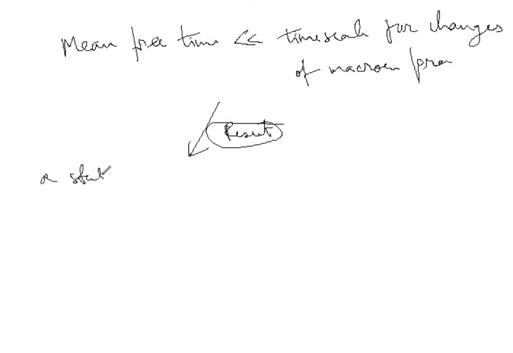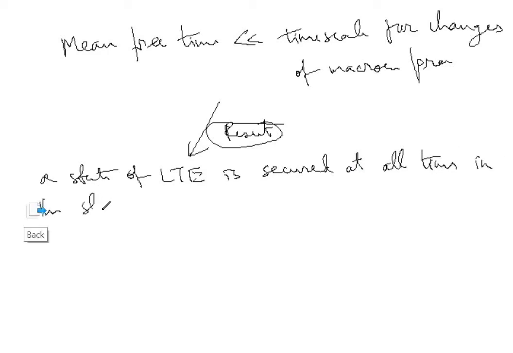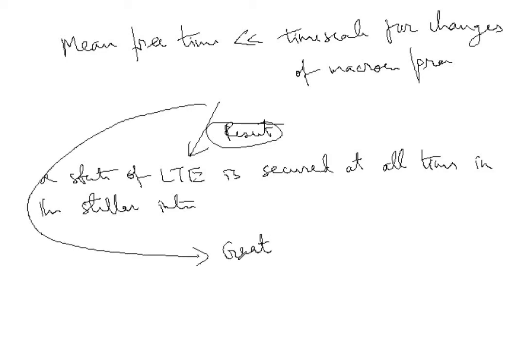a state of LTE, or local thermodynamic equilibrium, is secured at all times in the stellar interior. Now, this assumption of LTE constitutes a great simplification. How? Because it enables the calculation of all thermodynamic properties of the stellar gas in terms of the local values of temperature, density and composition as they change from center to the star.